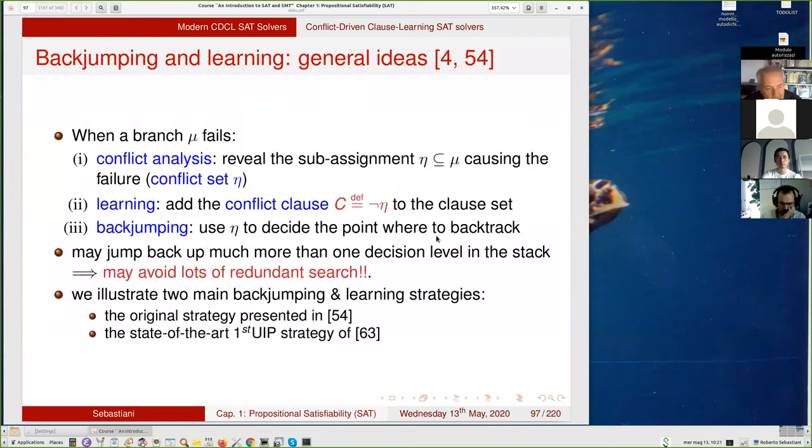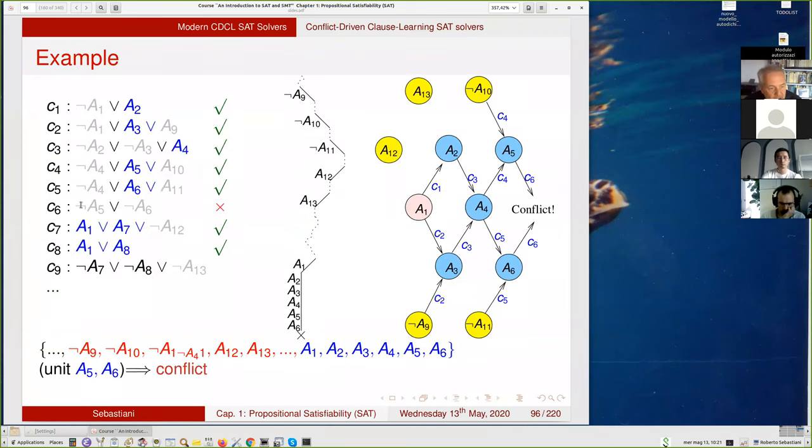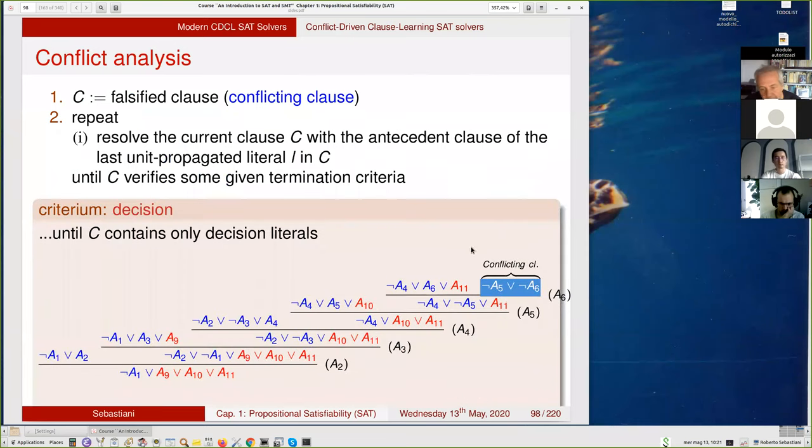If you look at the formula here, the failure is not done on not A5 or not A6, okay? And this was caused by unit propagation on C4 and C5, on those two clauses here, okay? And then E4 was unit propagation on C3 and so forth, okay? So you look at this clause here. Who is the most recently assigned literal here?